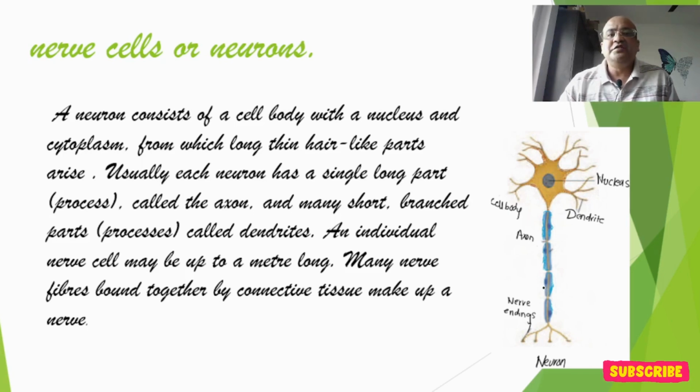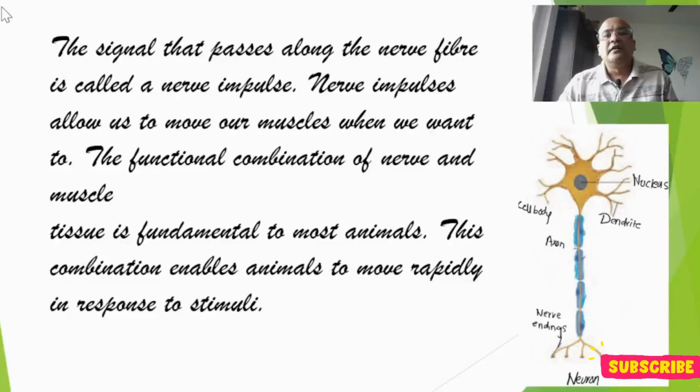An individual nerve cell may be up to a meter long. Such a big cell can be this neuron. Many nerve fibers bound together by connective tissue make up a nerve. The signal that passes along the nerve fiber is called a nerve impulse.